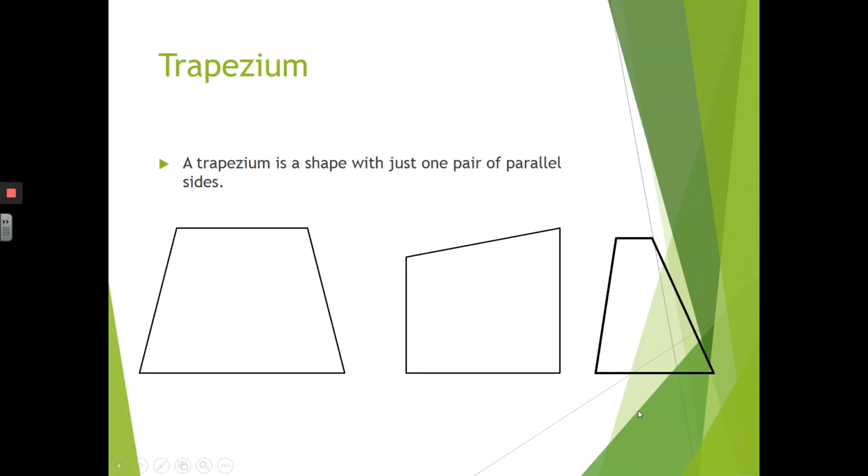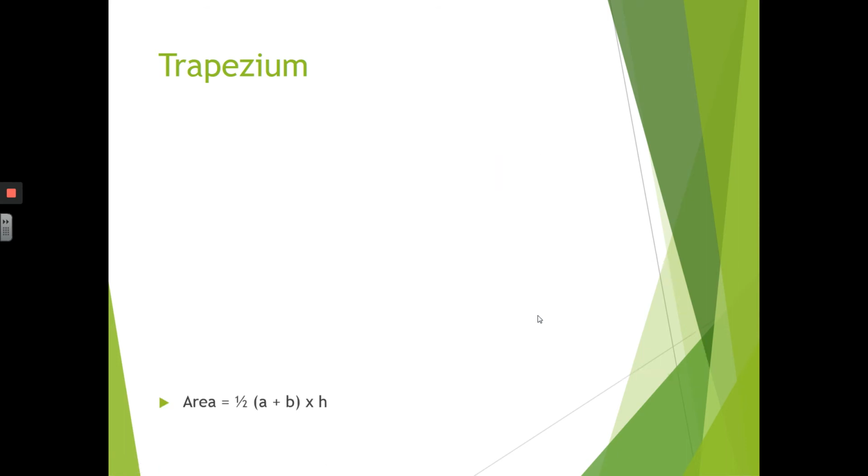The next one is trapezium. So a trapezium is a shape with just one pair of parallel sides. So here are just 3 different examples of what a trapezium could look like. Again, there's the one most people recognize, but you just need to remember, when you've got 2 parallel sides and a 4-sided shape, that is a trapezium.